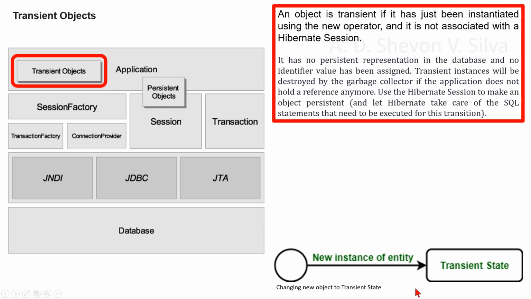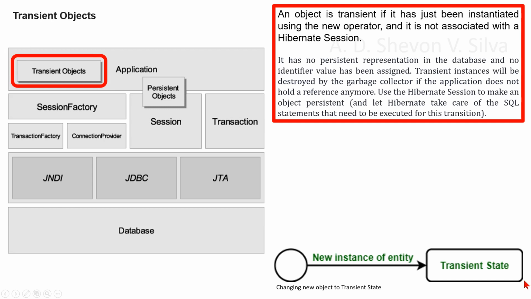Here you can see changing new objects to transient state. Transient state is the first state of an entity object. When we instantiate an object of Pojo class using a new operator, then the object is in the transient state. This object is not connected with any Hibernate session. As it is not connected to any Hibernate session, this state is not connected to any database table. So if we make any changes in the data of the Pojo class, then the database table is not altered. Transient objects are independent of Hibernate and they exist in the heap memory.